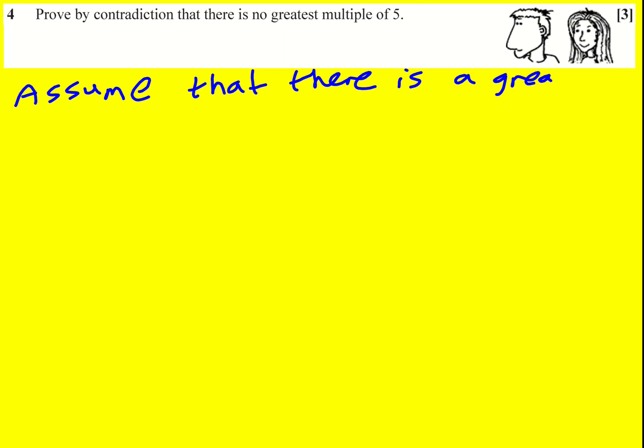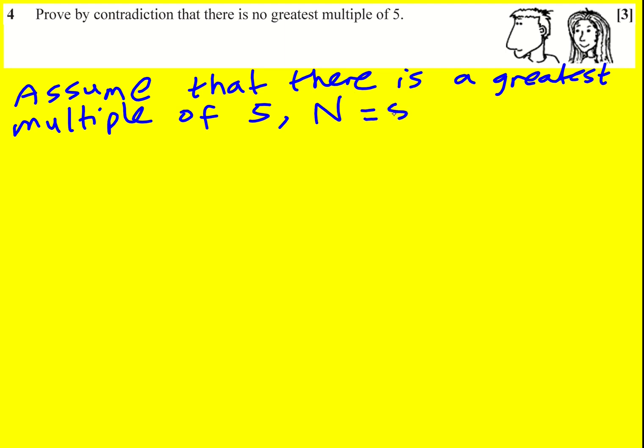Proof by contradiction: we need to assume the opposite of what we're trying to prove and then get something that we just know is false. So the starting point is to assume that there is a greatest multiple of 5. Now, mathematically, we can write this down as capital N, for example, equals 5n, or some other symbol of your choice, but it's important to write it down mathematically.